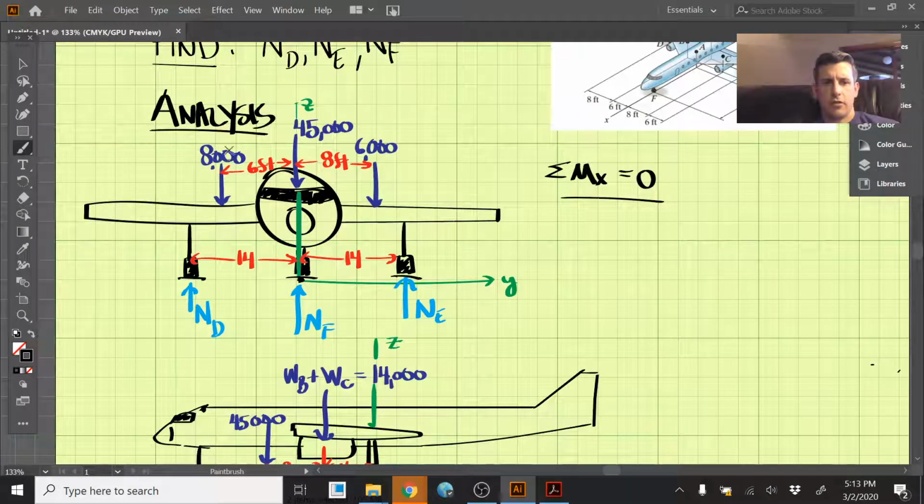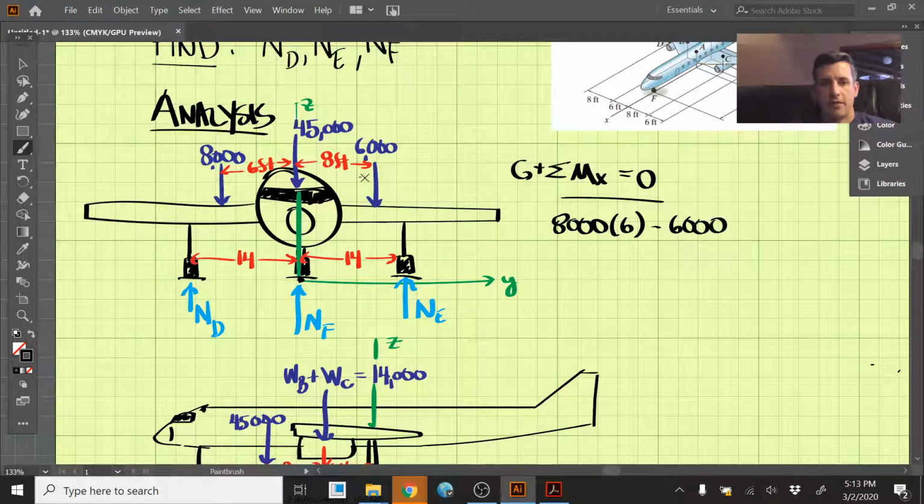Let's first talk about the known forces. I guess we need a sign convention: positive counterclockwise. So 8,000 is going to create a positive moment, and the distance it's acting away is 6 feet. 45,000 goes directly through our x-axis, so it's not going to create a moment around the x-axis, so we can ignore it. And then lastly, 6,000 is going to create a clockwise moment, so it's negative 6,000, and the distance it's acting away is 8 feet.